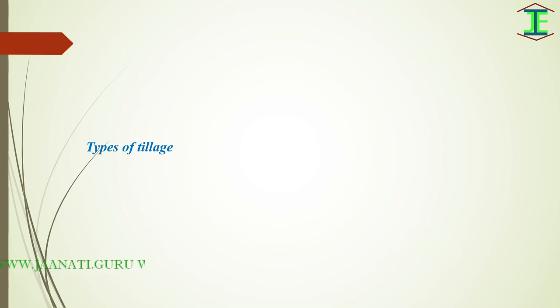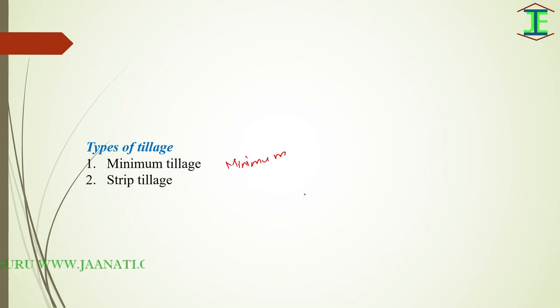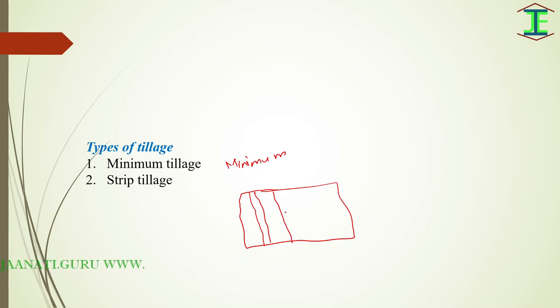Types of tillage. First one is minimum tillage. In minimum tillage, there will be minimum soil manipulation. Strip tillage. In strip tillage, only isolated bands of soil are tilled. So if this is the whole land, in strip tillage, this whole land is not tilled. Only the isolated bands, that means the places where we are growing the crop, are tilled. The rest are left untilled.